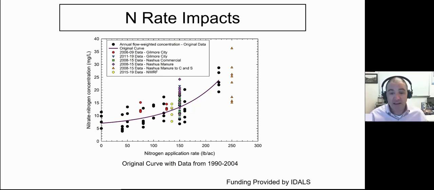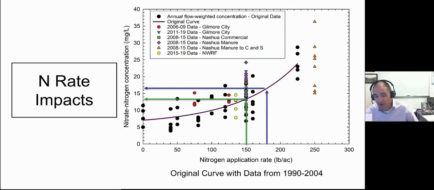So let's think about that. Say we started with a nitrogen application rate to corn in a corn-soybean rotation of 180 pounds per acre. We would estimate a flow-weighted annual nitrate concentration of about 16.5 milligrams per liter, or parts per million. And then say we wanted to move that application rate down 30 pounds, from 180 down to 150. You can see here's my 150. I'm going to go over, and that's going to be 13.3 actually. I know the curve. I can remember what it is at 150.